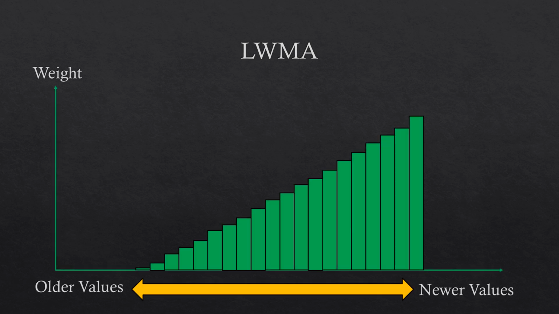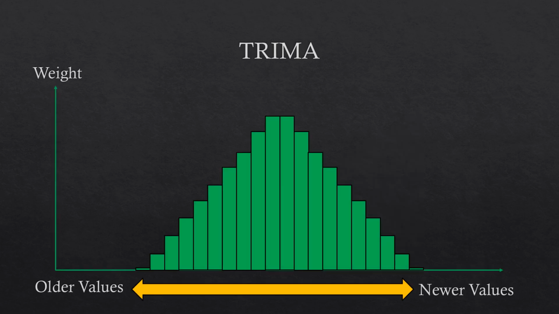For example, we have a linear weighted moving average, which has a weight profile that follows the shape of a linear function. We also have the triangular weighted moving average, whose weight profile resembles the shape of a triangle. This moving average, for example, is less sensitive to something called drop-off effect, which we'll discuss later on.